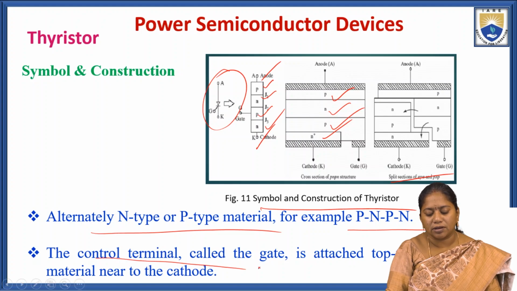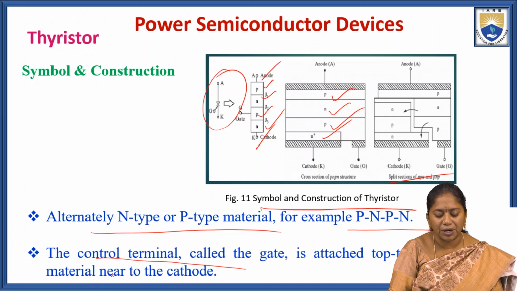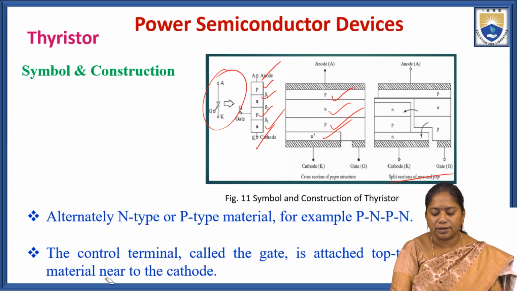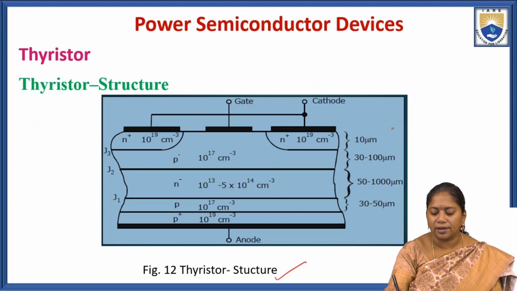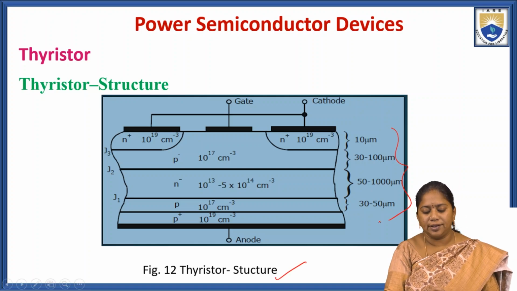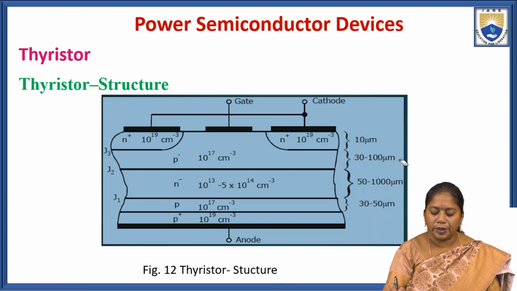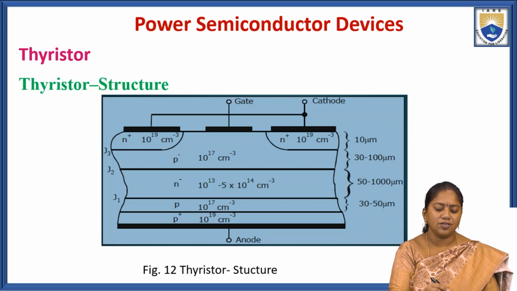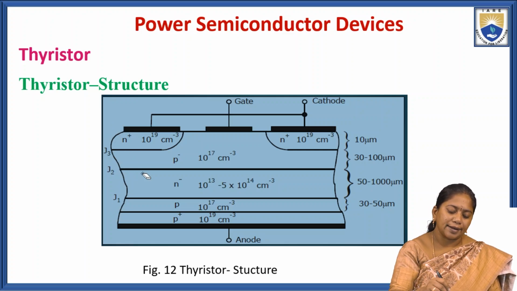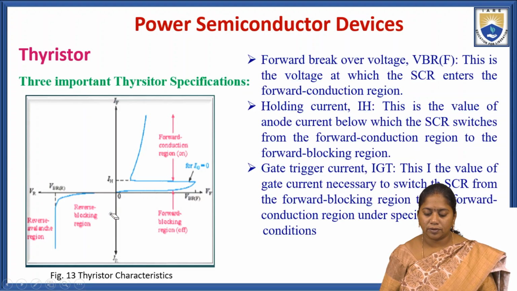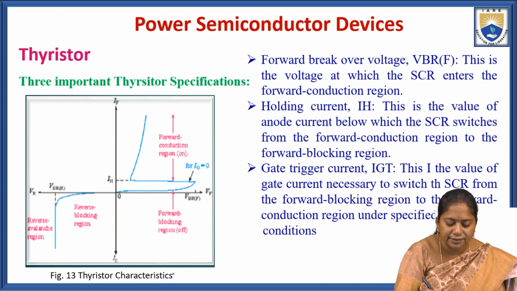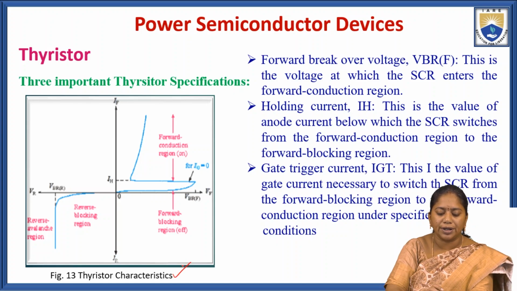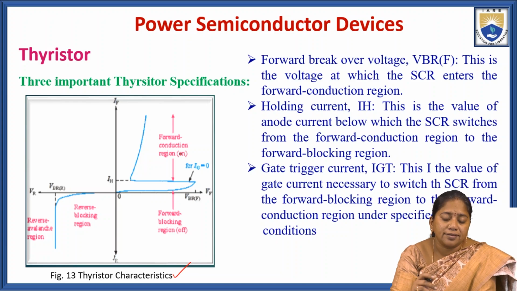The control terminal is called the gate. It is attached to the P-type material near the cathode. So this is the thyristor structure. These are the dimensions to fabricate the thyristor using the 4 layers of P-type, N-type, P-type and N-type materials. Here also we have 3 junctions, J1, J2 and J3. So here are the 3 important thyristor specifications. The figure shows the thyristor characteristics, which are similar to the Shockley diode. Already we know that it has 4 states.